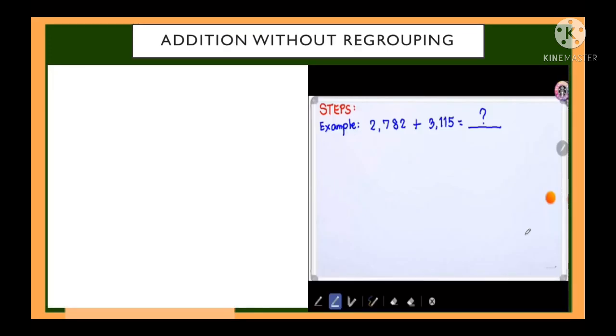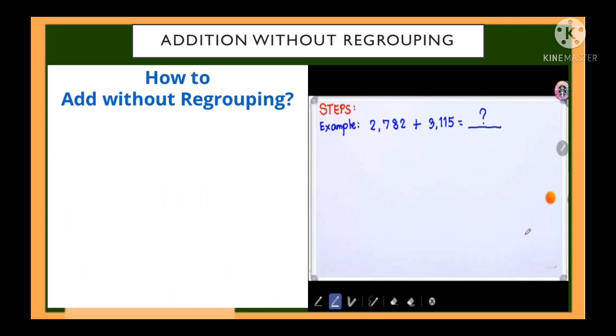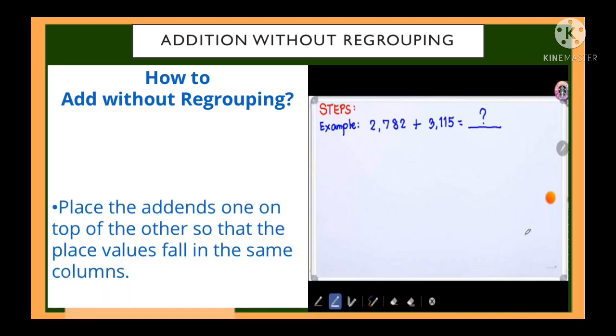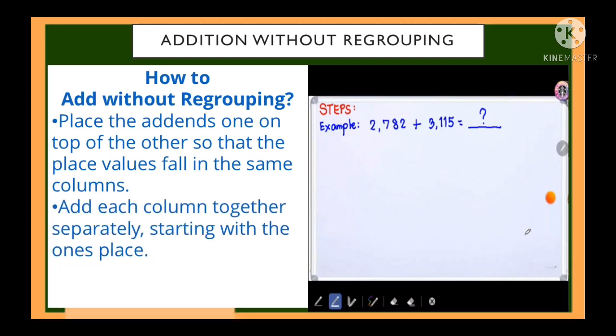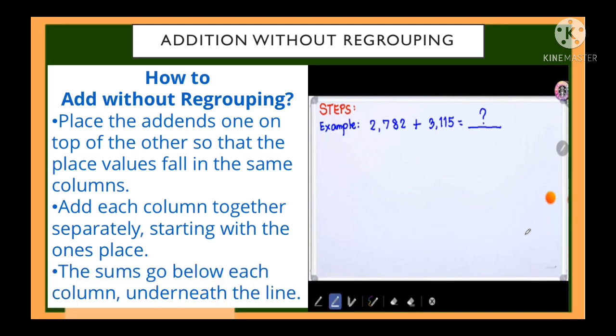This is the addition without regrouping. How to add without regrouping? First, place the addends one on top of the other so that the place values fall in the same columns. Next, add each column together separately, starting with the ones place. And then the sums go below each column underneath the line.